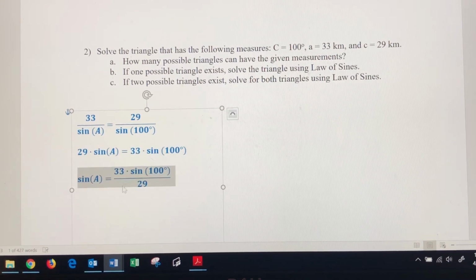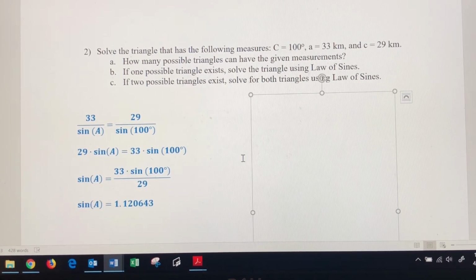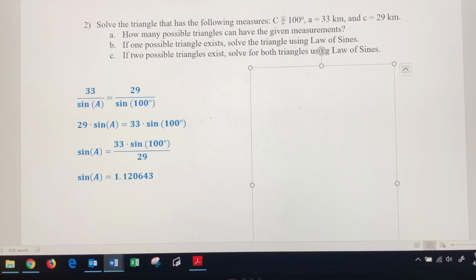Now, I want to find what this whole ratio is right here. When I multiply 33 times sine of 100 and divide by 29, I get this value, 1.120643. Now, if you couldn't tell from the original question how many triangles you should have, hopefully this is another trigger that tells you how many triangles there are going to be.